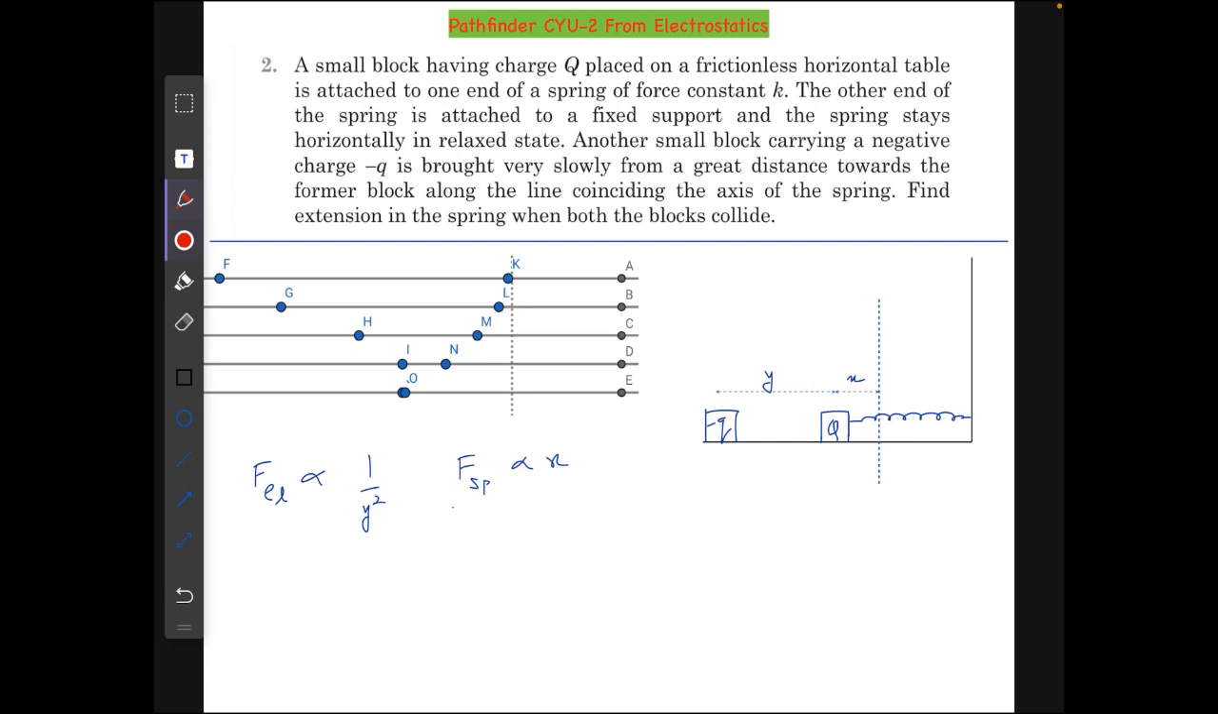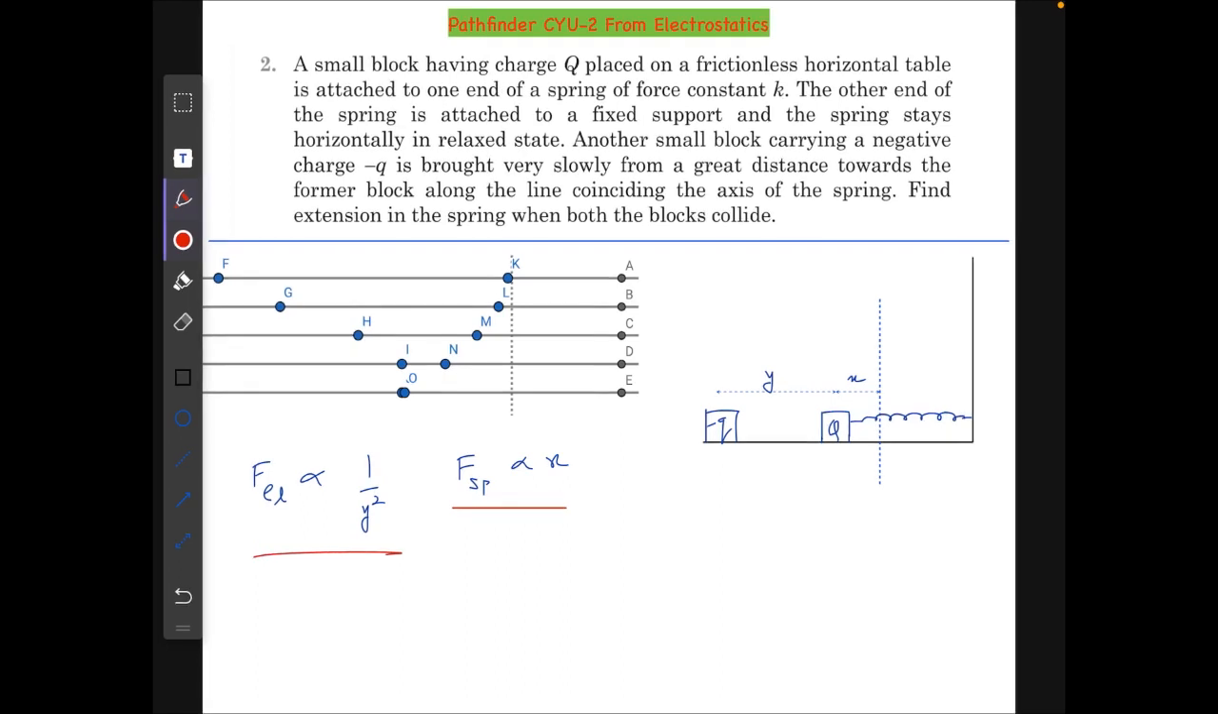So here let's see first of all what's happening. Let's assume that the extension of the spring is x at some instant and the distance between the two blocks at that instant is y. Here we can clearly see that the spring force will be directly proportional to x and the electrostatic force will be inversely proportional to y square. So as the second block goes on approaching the first block, there comes some instant after which y would have decreased to such an extent that even on small changes in y, the x would change by a large extent to equalize the force.